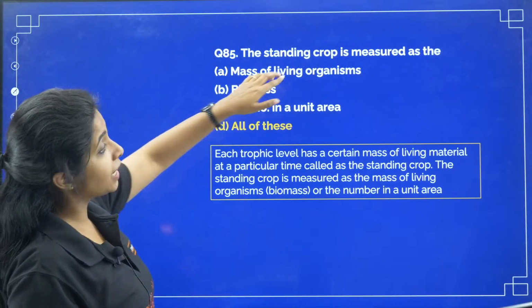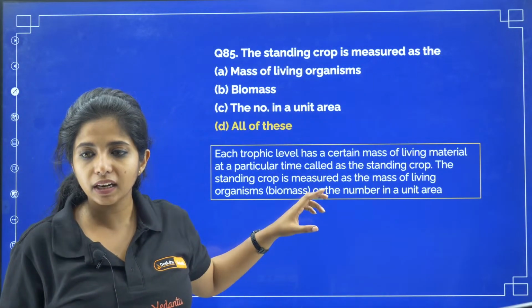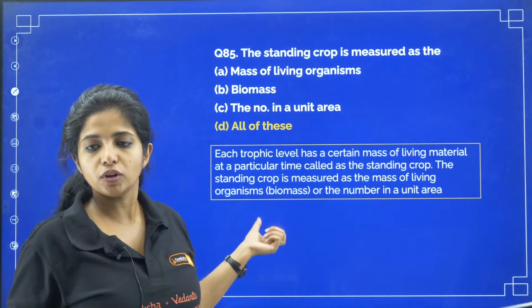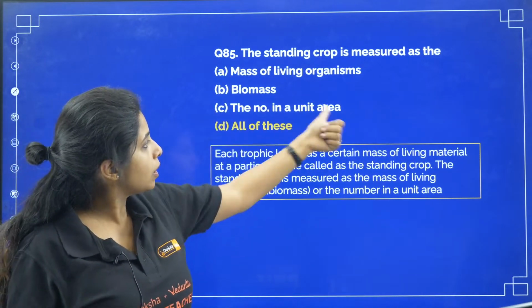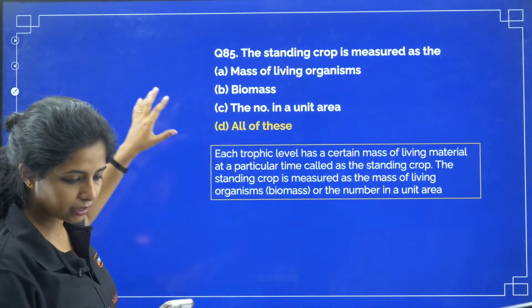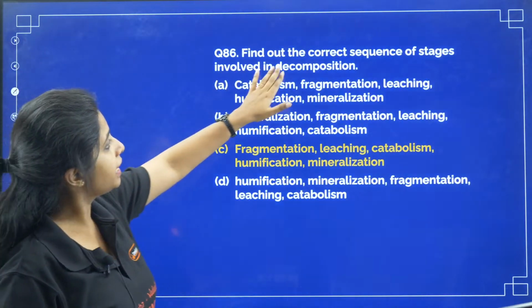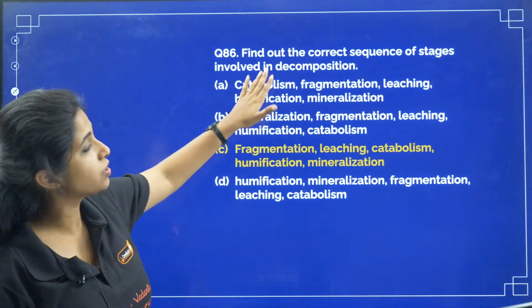Now, the standing crop, what do you mean by that? Standing crop is basically the measure of the mass of living organisms or the number in a unit area. So mass of living organism, biomass, the number in unit area, all of them are correct. That is standing crop.